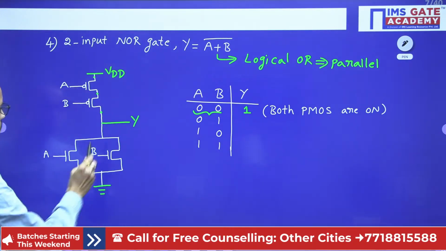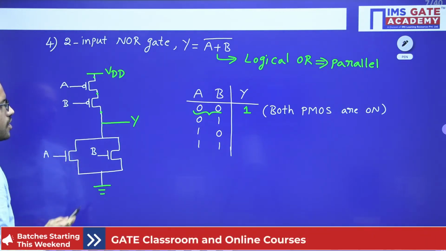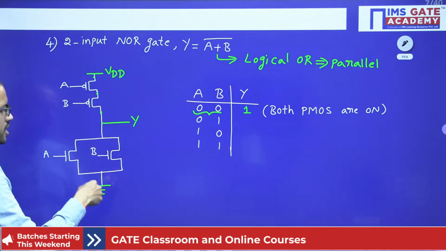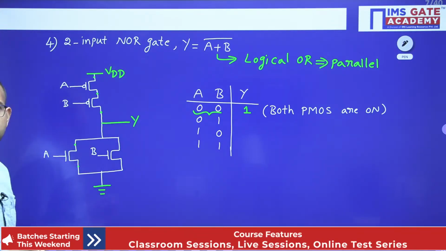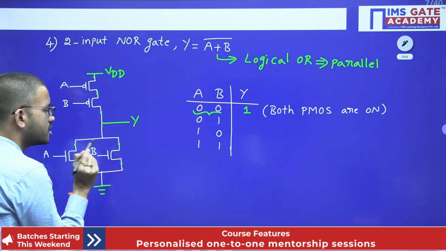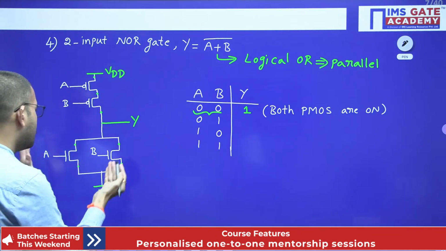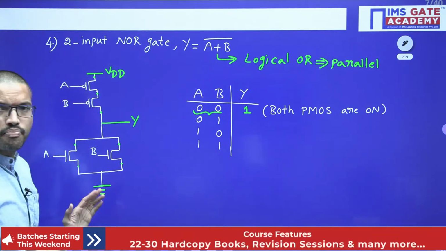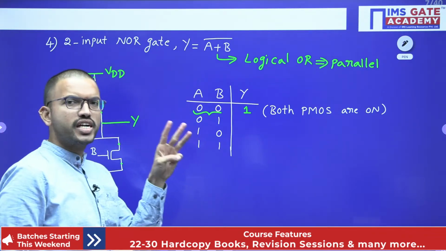See here, the moment this NMOS transistor is on, then output will be connected to ground, because here drain and source terminals will be shorted. Or if this NMOS transistor is on, then also output will be connected to ground. Or if both the NMOS transistors are on, then also output will be connected to ground. That means you are getting three combinations.